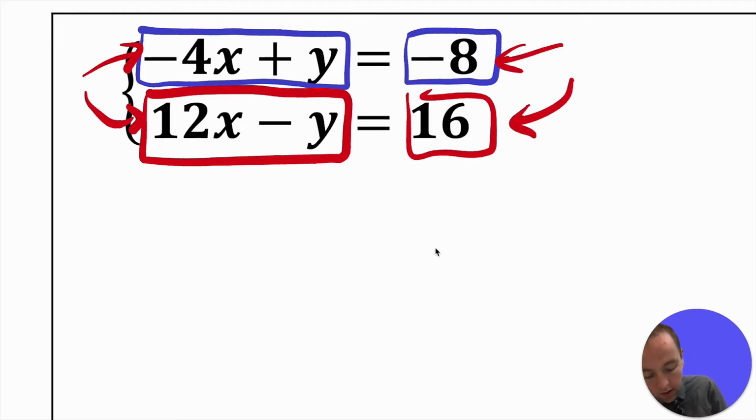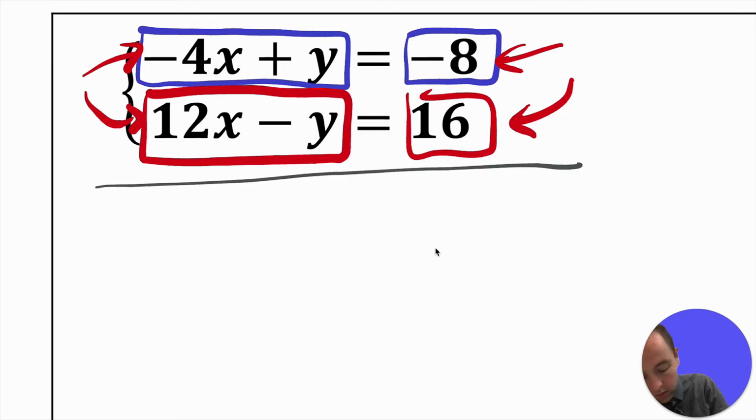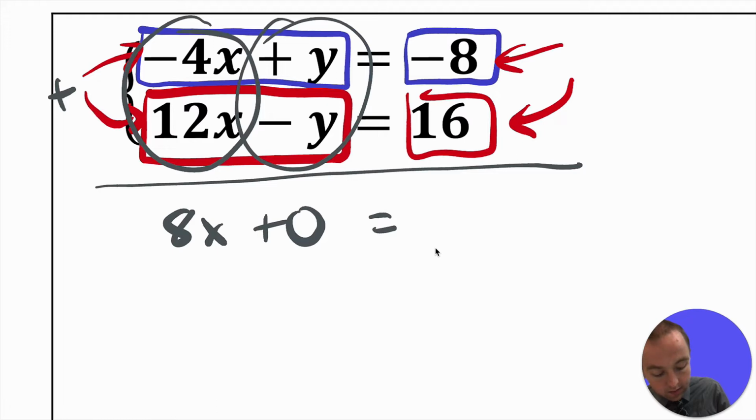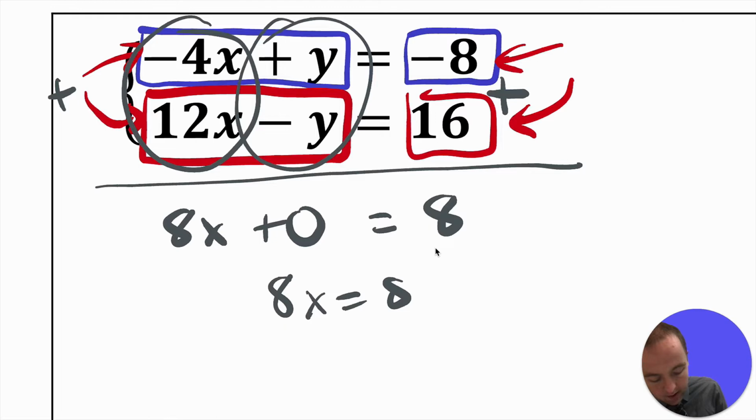And when I do add all of that together, so when I add negative 4x plus 12x, I get 8x. And then I add 1y with negative y, I get 0, right? And then negative 8 plus 16 gives me 8. I basically get this now, that 8x equals 8.